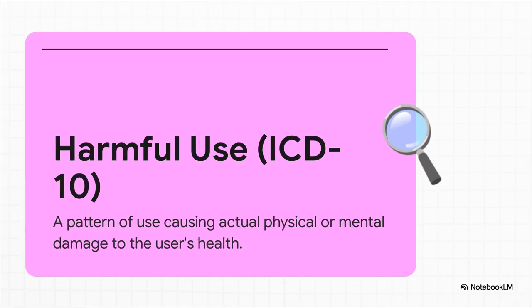Okay, so the next step up from risk is harmful use. This term comes from the big international classification system, the ICD-10. And here, we're not talking about risk anymore. We are talking about documented, actual damage. This means real physical or mental health problems directly caused by alcohol. What's super interesting, though, is that this specific definition only looks at health. It actually excludes social problems like trouble at work or with your family.